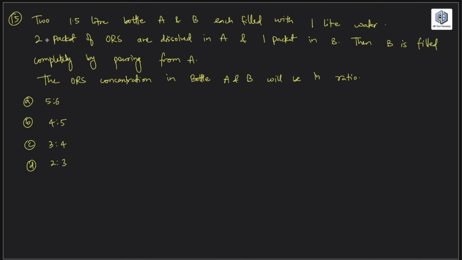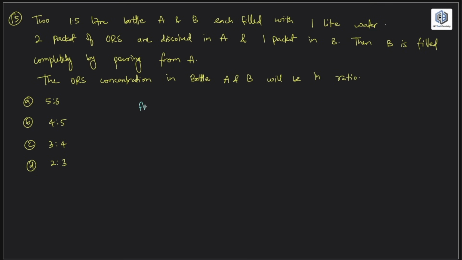Okay, the next question says that two 1.5 liter bottles A and B are each filled with 1 liter of water. 2 packets of ORS are dissolved in A and 1 packet in B. Then B is filled completely by pouring from A. The ORS concentration of bottle A and B will be in the ratio of how much?